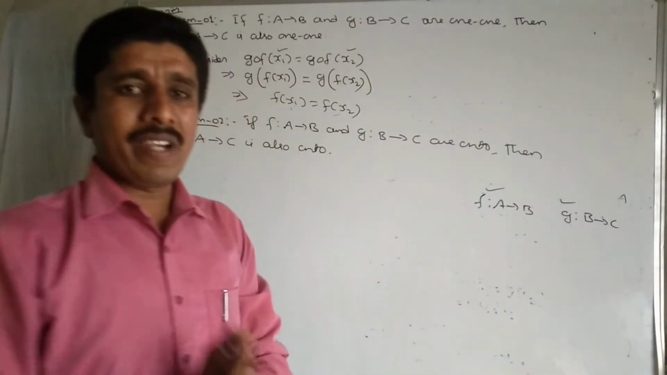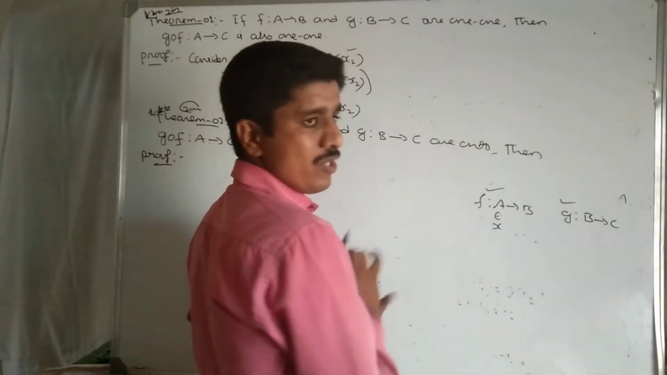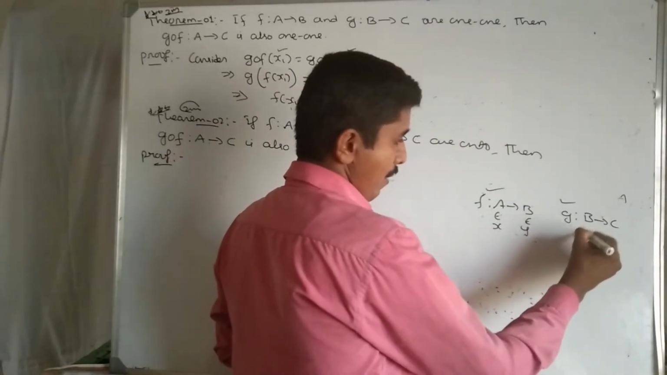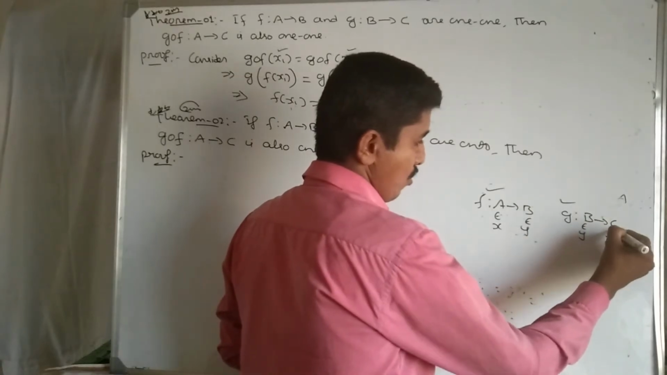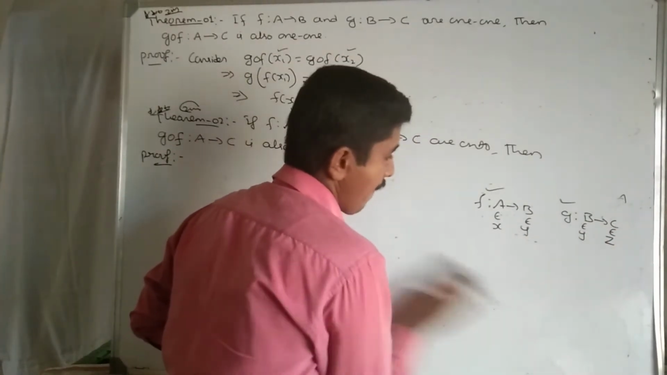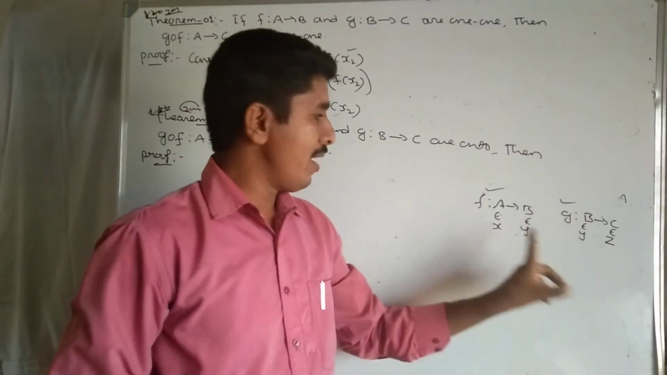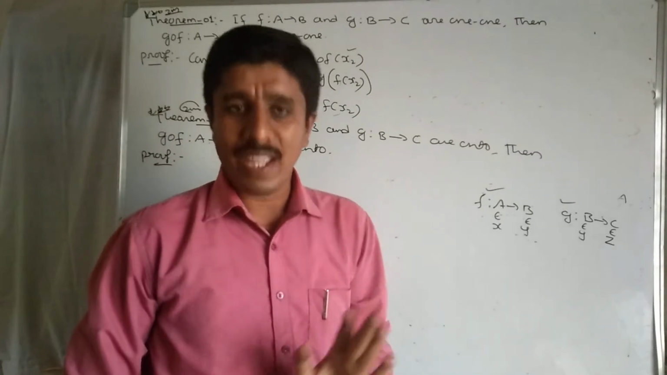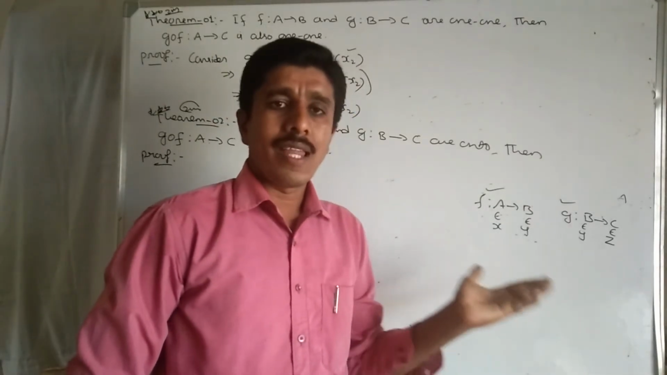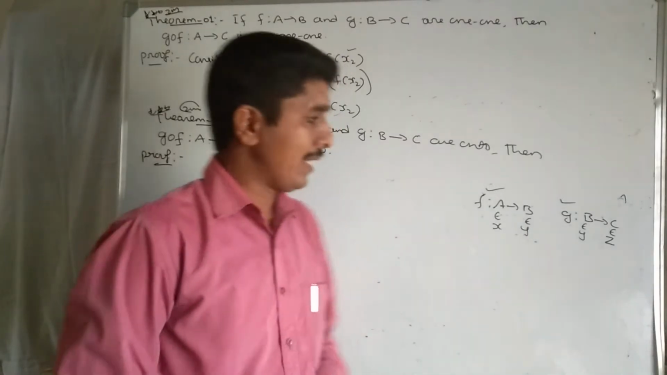I am taking arbitrary elements: x belongs to set A, y belongs to set B, z belongs to set C. First I am writing the onto definitions of f and g. Definition means for every element in the codomain there exists a pre-image element in the domain. Then the function is onto.